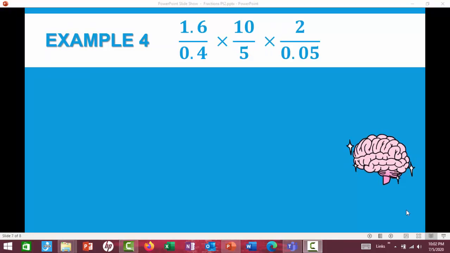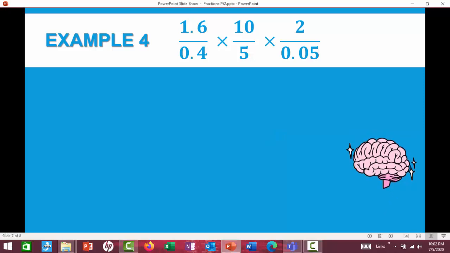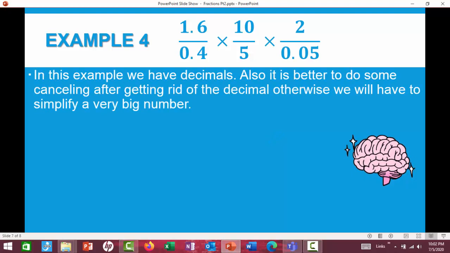In example number 4, we have, again, fractions and decimals. And in this example, it would be better to do some canceling after getting rid of the decimals. Otherwise, we will have to simplify a very big number. So let us go to the whiteboard and work this out in detail.